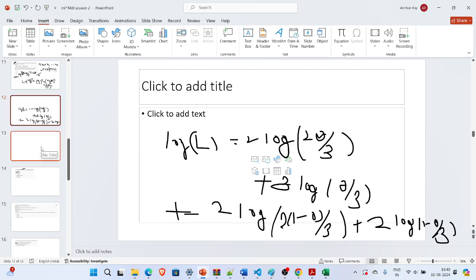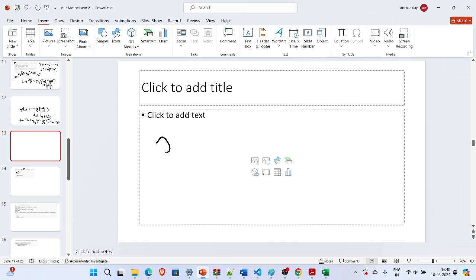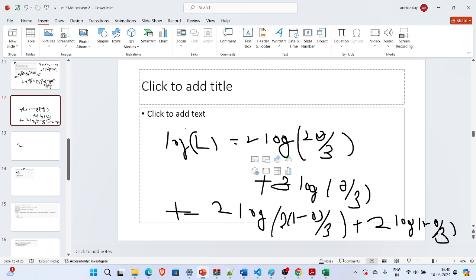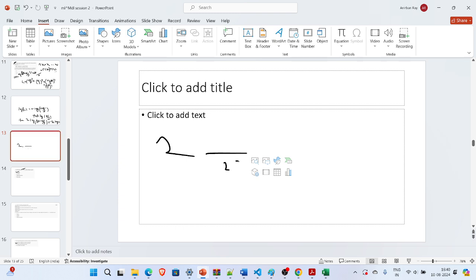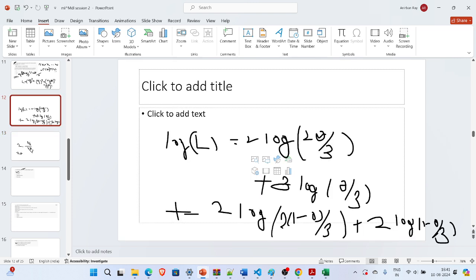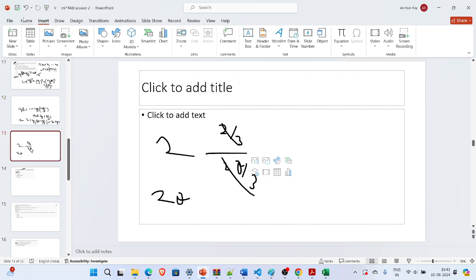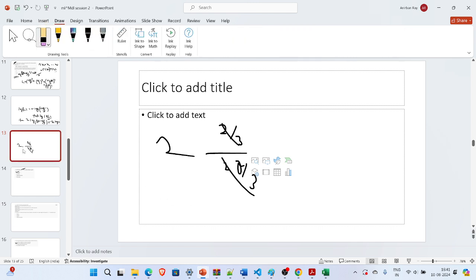Okay, so we need to take the derivative. For 2 log 2 theta by 3, how does that power come forward? Log m raised to power n is n log m. Yes, so the derivative of log will be 2 theta by 3, then by the chain rule the derivative of theta will be 2 by 3. You can cancel the coefficients, so 2 theta. This one will become 1, 3 will go away, so theta will be left below. So it is 2 by theta.